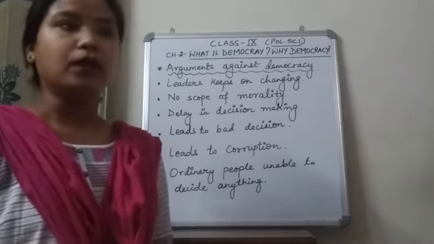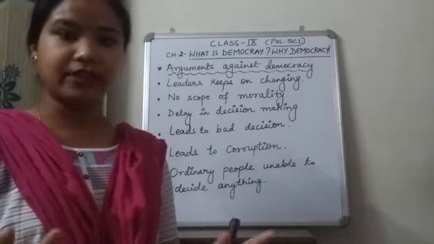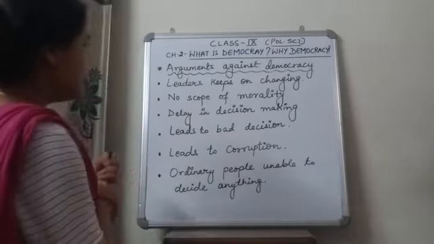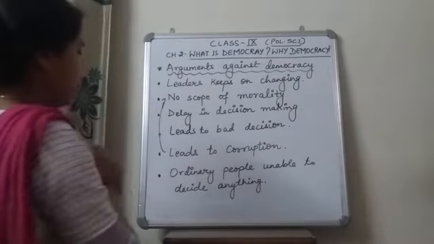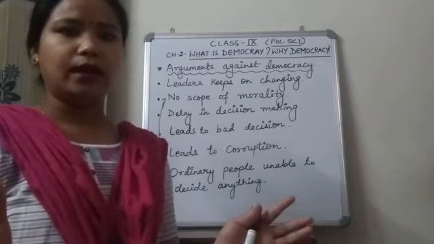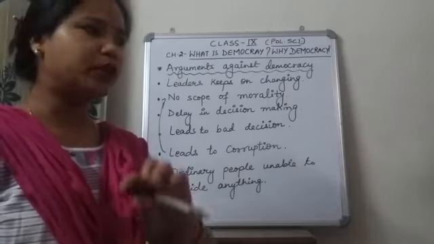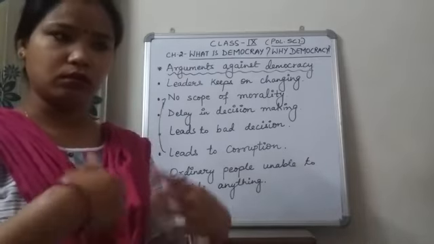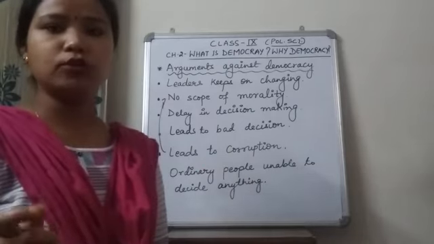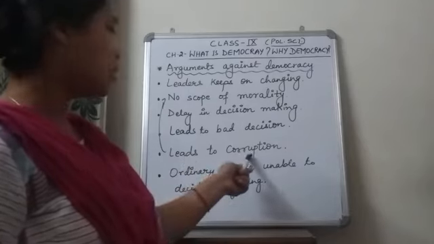Now next, it leads to corruption. In a democracy also, some decisions or some activities lead to corruption. Now how does it lead to corruption? This point is a little bit similar to the earlier point. We all know that political parties, at the time of the political competition, put allegations on the other political members, and these people also use dirty tricks to win the election. So this leads to corruption also.